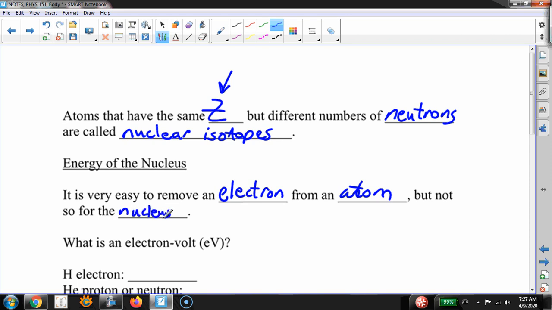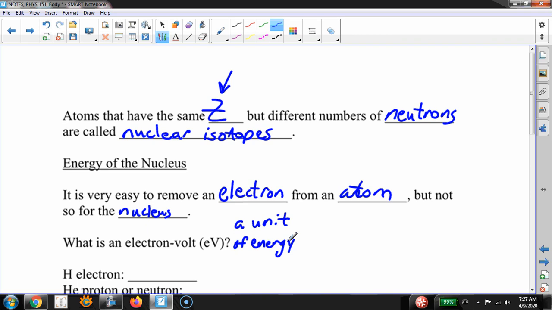First, as we talk about this, I want to define what an electron volt is. We've seen this before, but let me reiterate and describe it. An electron volt is a unit of energy, just like joule, just like calorie, it is a unit of energy.